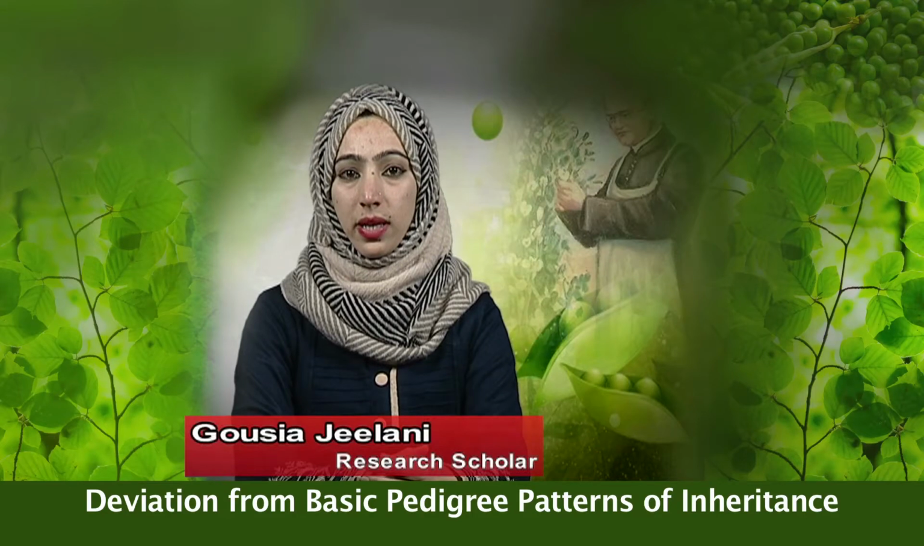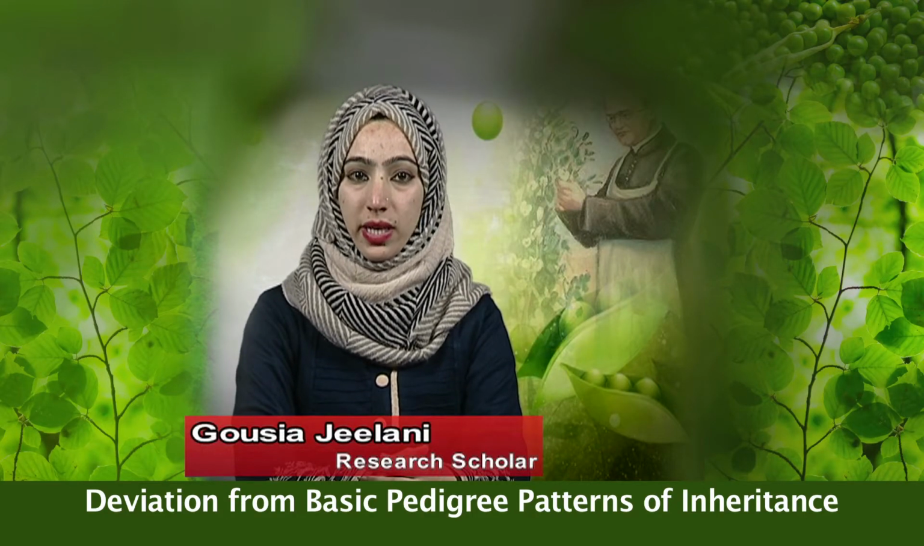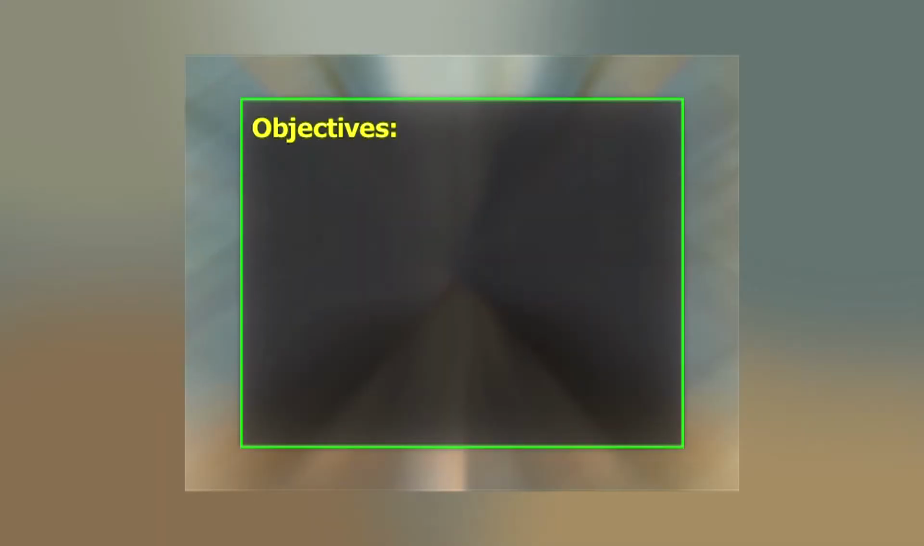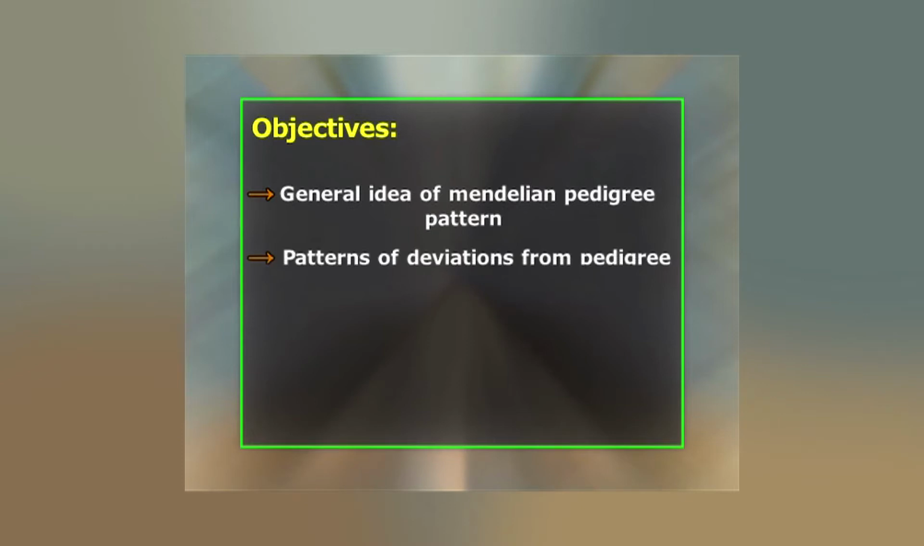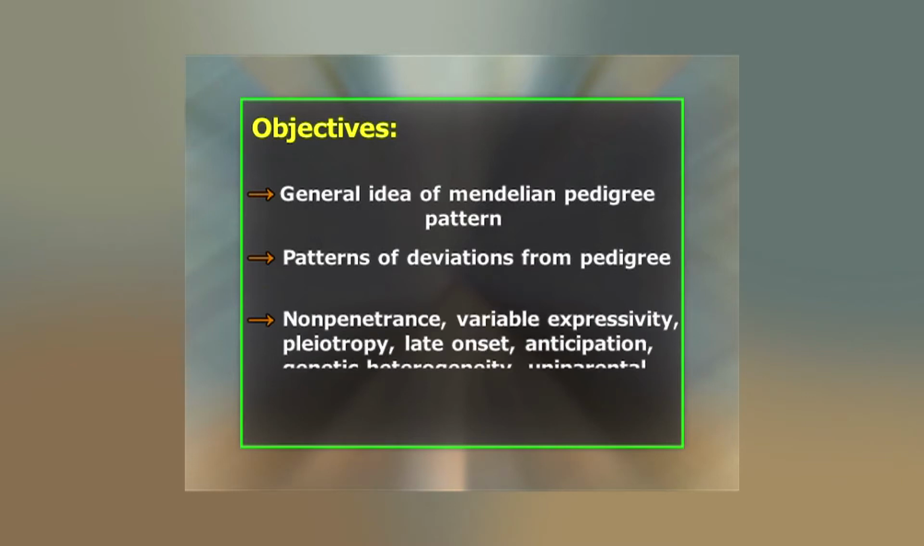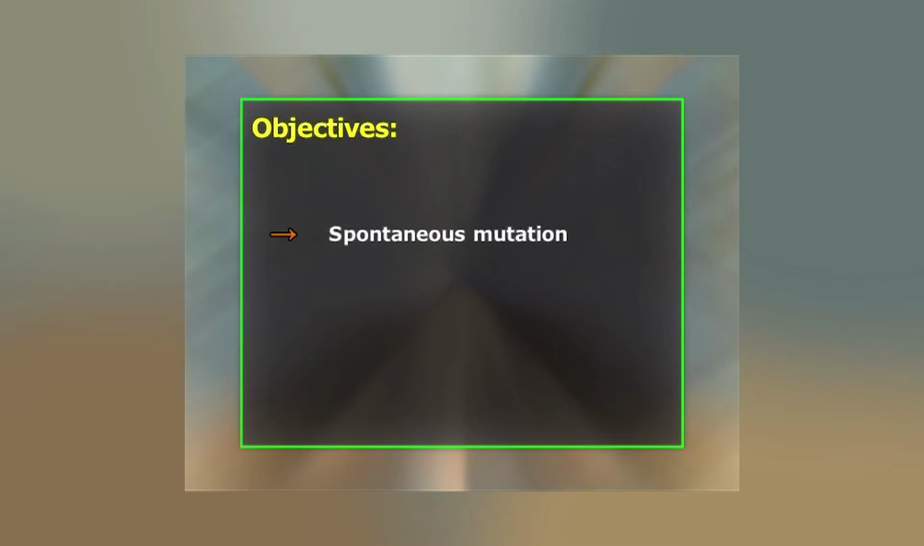Hello students, and welcome to the lecture on Deviation from the Basic Pedigree Patterns of Inheritance. The main objectives of today's lecture are to give a general idea of Mendelian pedigree pattern, to explain various patterns of deviations from pedigree, discuss non-penetrance, variable expressivity, pleiotropy, late onset anticipation, genetic heterogeneity, uniparental disomy, to explain spontaneous mutation, to discuss X inactivation and dosage compensation.